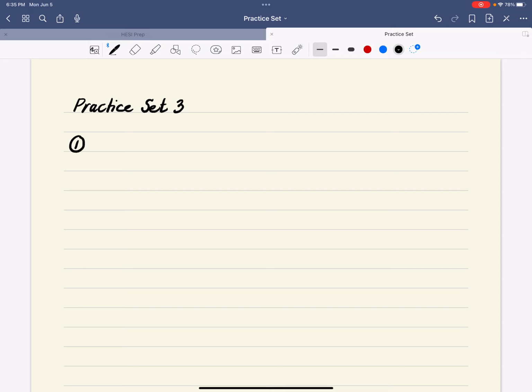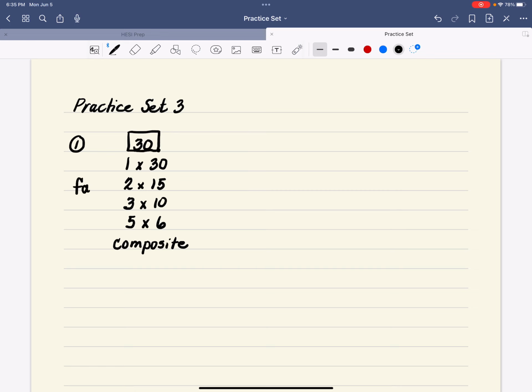So number 1, our number is 30. So we have 1 times 30. We have 2 times 15. We have 3 times 10. 5 times 6. So 30 is definitely not prime. So let's call it composite. Here's your composite number, and these numbers underneath are the factors.